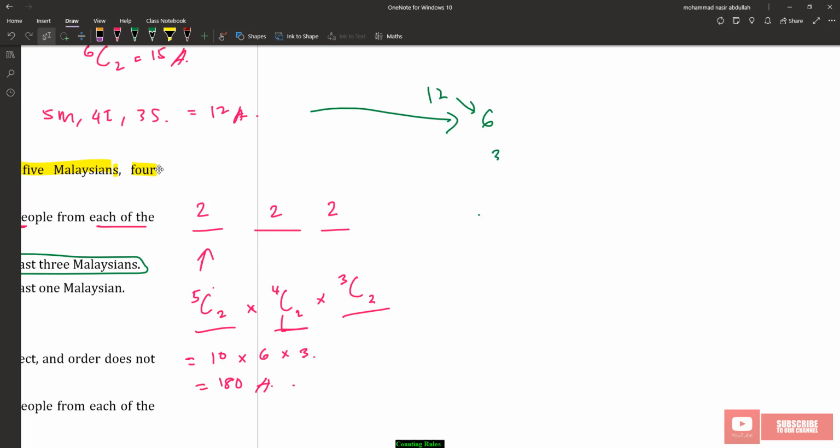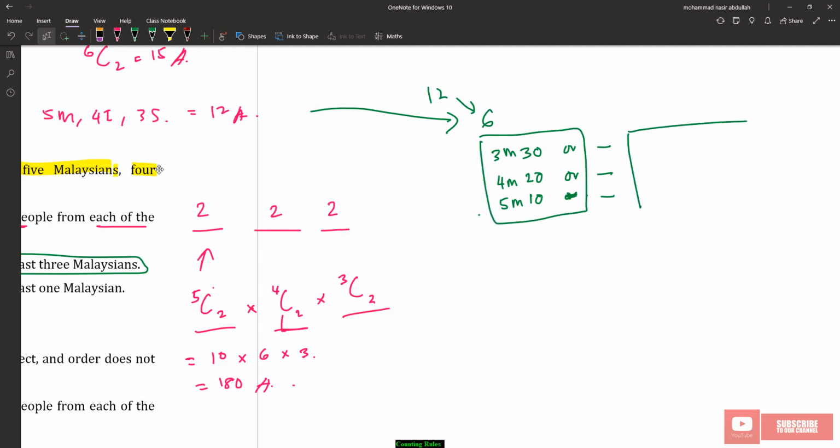So, either 3 Malaysian, 3 others. Or 4 Malaysian, 2 others. Or 5 Malaysian, 1 other. Or 6 Malaysian. No, we only have 5, right? So now we're going to translate this word to mathematical numbers, right?